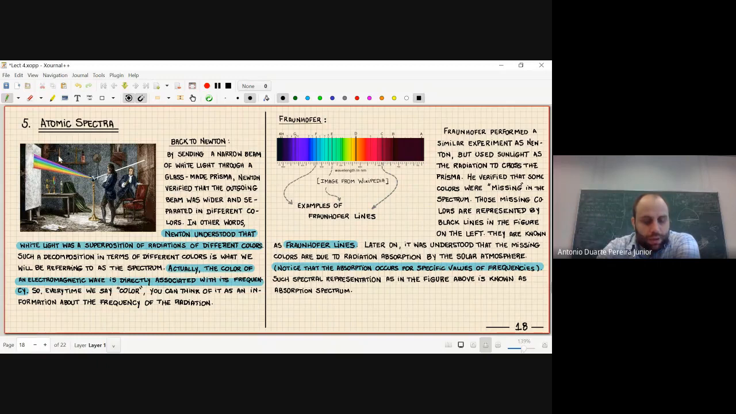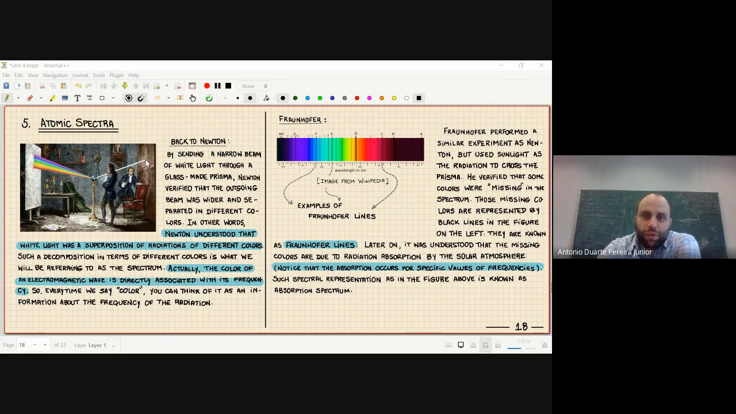Now we are going to make a small deviation from our discussion and go back to Newton. Okay. So there is a very famous experiment that Newton performed that you might have heard about, you might not, but I hope to be self-contained here.